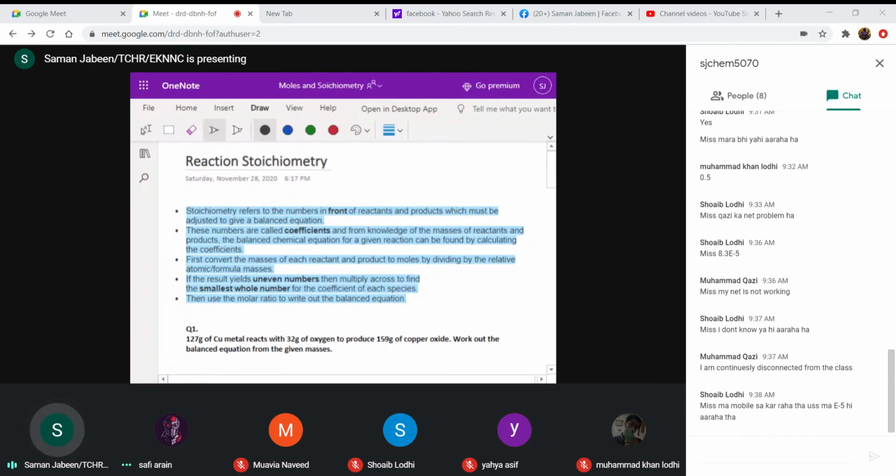Now, what will happen now? This stoichiometry will give you the number of moles. The number of moles is the basis of every mole-related question.